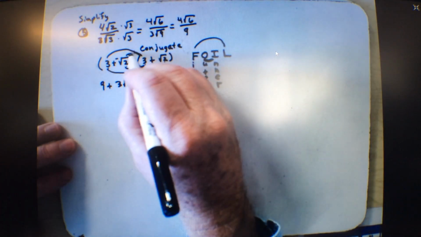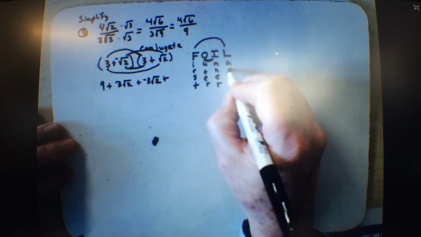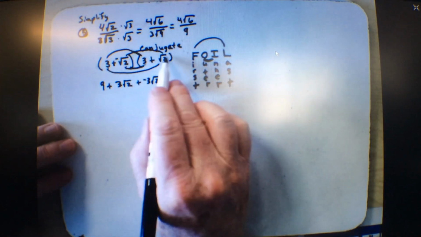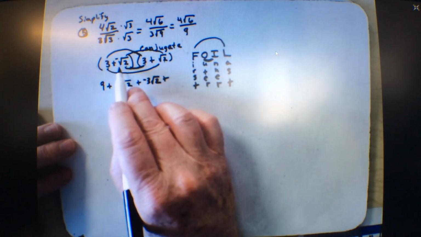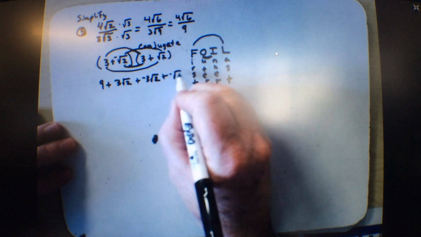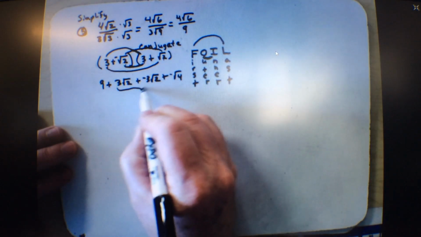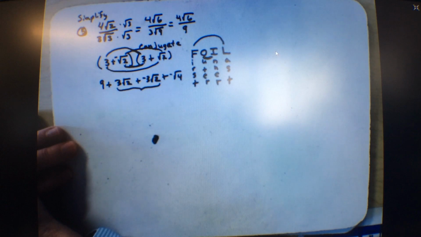And last, but certainly not least, I go back up top and I take L stands for last, the last two terms. So I have a negative square root of 2 times the square root of 2, which is a negative square root of 4. Correct? Now, why do we multiply by conjugates? Here's why. Tell me about these two.